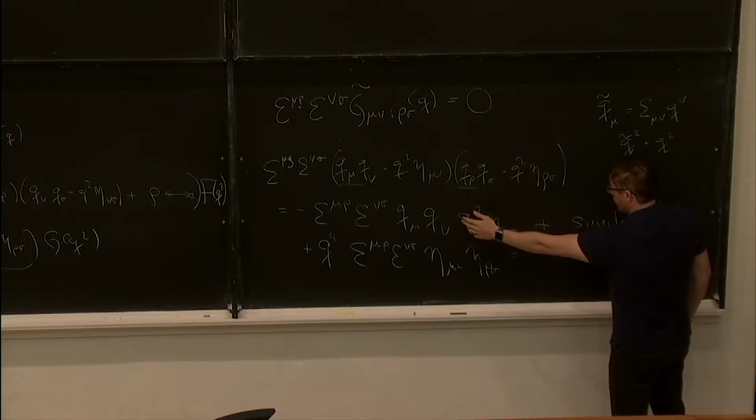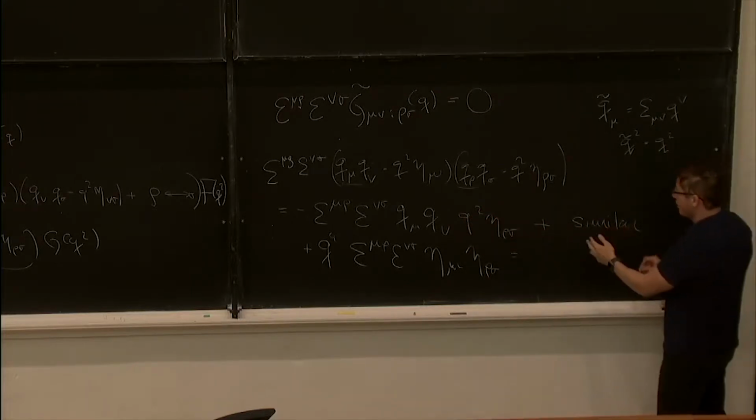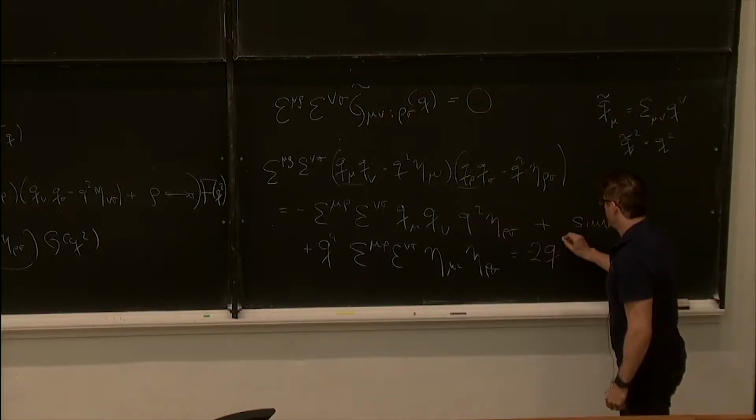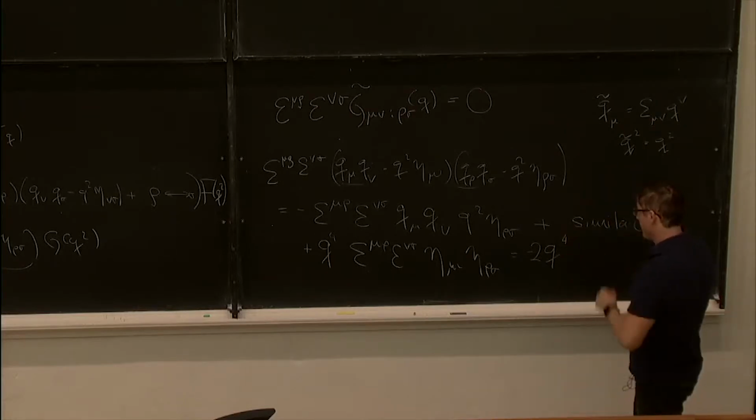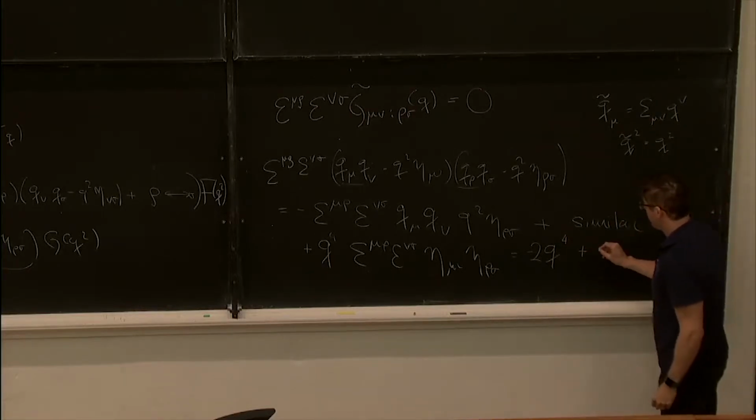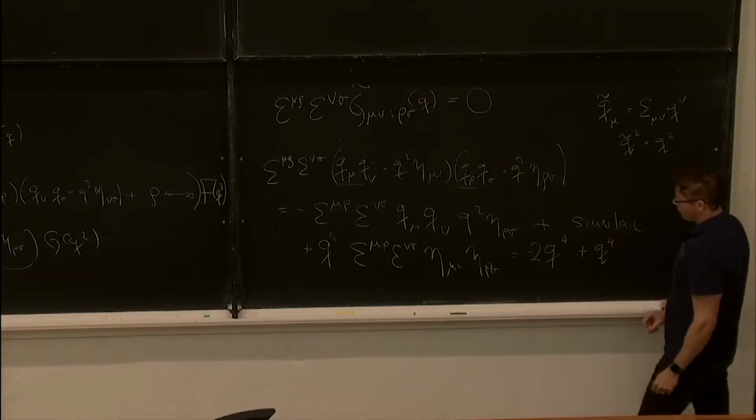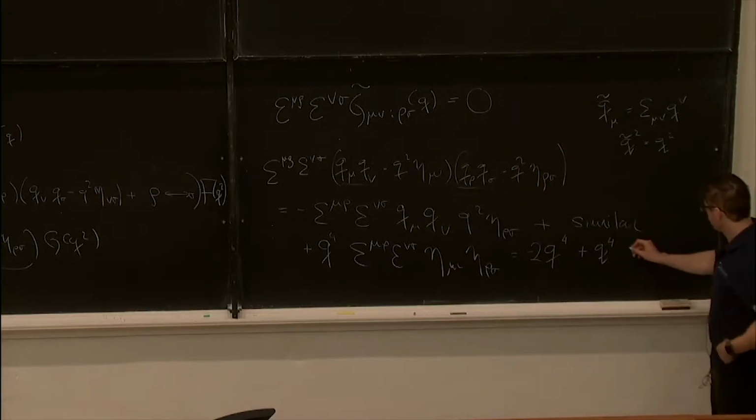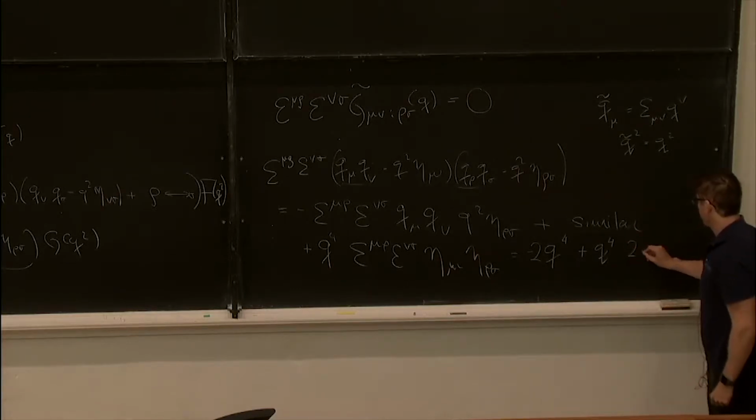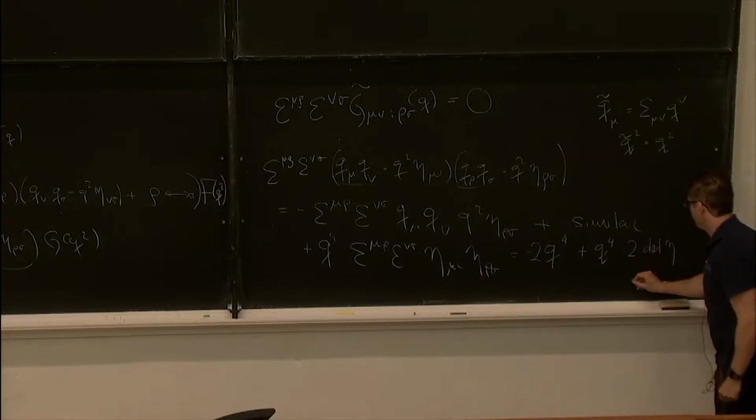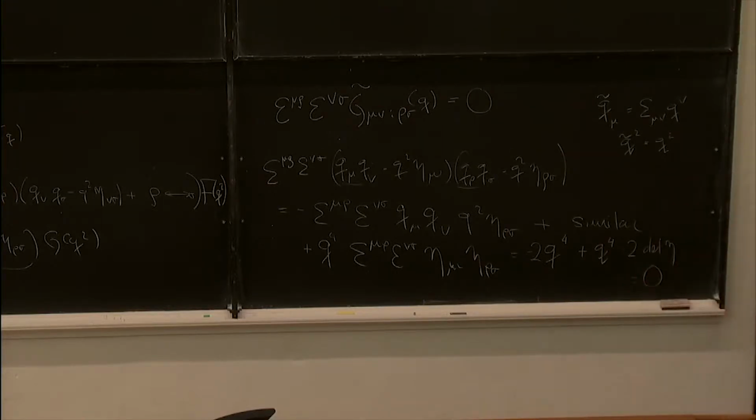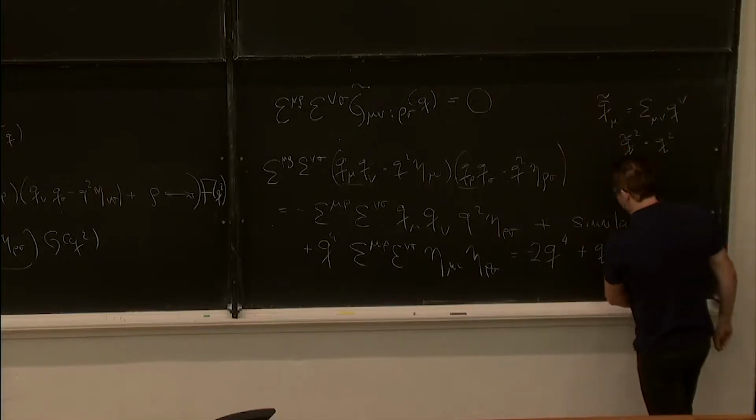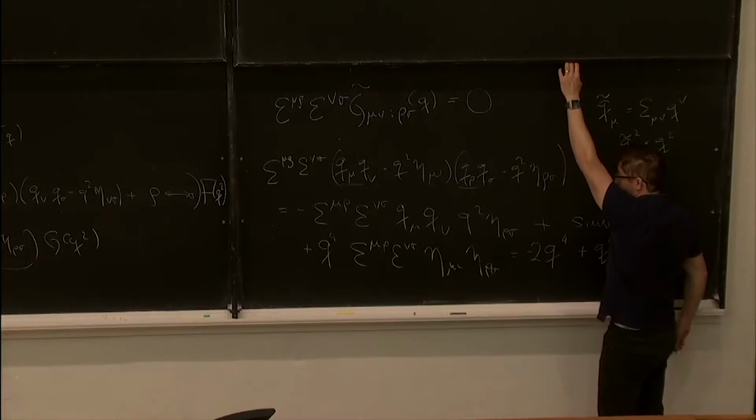So you have q to the 4, and there is a q to the 4 from here. So the first two pieces give you 2 times, with a minus sign, q to the 4. Now the second piece gives q to the 4 times this, but this is the determinant of the eta symbol times 2. So this exactly vanishes. And in a similar fashion, you can do the other tensor structures.